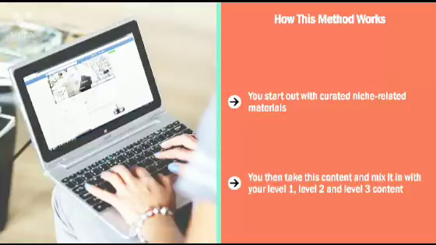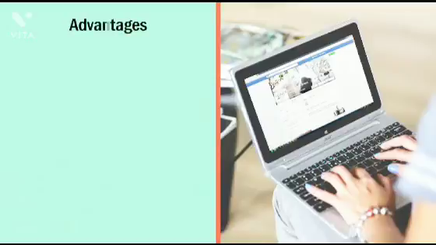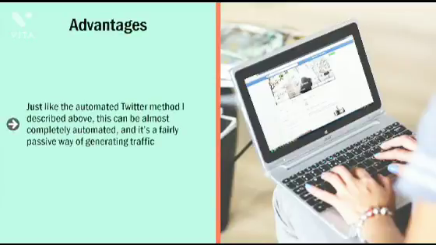You syndicate the content that you publish on your page to niche-related groups to get more people to like your page. This is how you build the organic following of your page. An alternative to this is to build a group and add active posters that you find in niche groups and the niche pages you monitor. Advantages: just like the automated Twitter method I described above, this can be almost completely automated, and it's a fairly passive way of generating traffic.